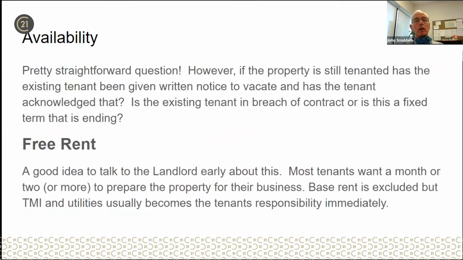So, availability, a pretty straightforward question, right? However, if the property is still tenanted, has the existing tenant been given written notice to vacate, and has the tenant acknowledged that? Is the existing tenant in breach of contract, or is this a fixed term that is ending? We're going to talk a lot about the difference between the Residential Tenancy Act and the Commercial Tenancy Act. If it's a fixed term that is ending and the landlord and the tenant have not agreed upon a new term, the tenant has to leave. It does not revert to month-to-month.